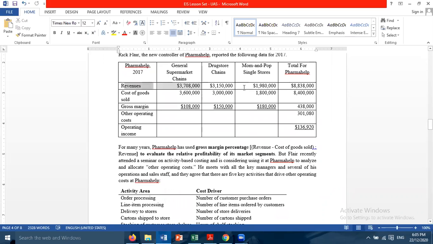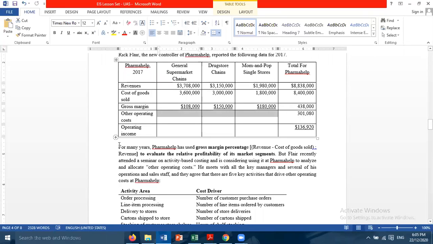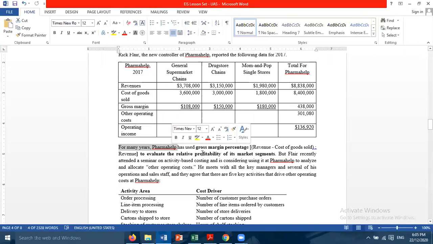We know the revenues, cost of goods sold, and we know the gross margin. And we know the total other operating costs. However, it's not specified the other operating costs for each market segment, or it's not allocated yet. Okay, so for many years, PharmaHelp has used gross margin percentage to evaluate the relative profitability of its market segments. Okay, so it's a key phrase which we will use later.